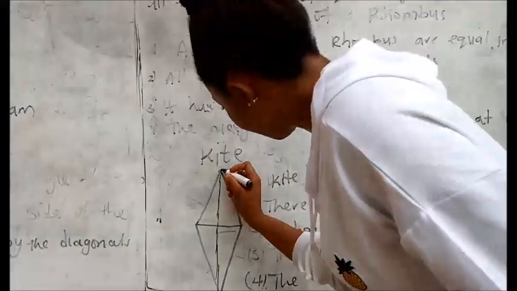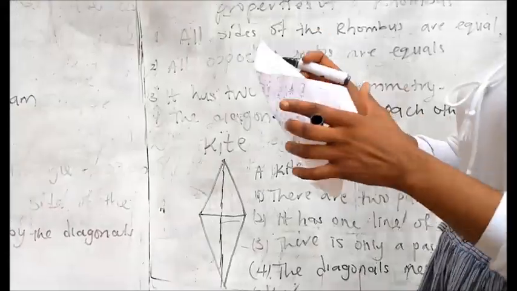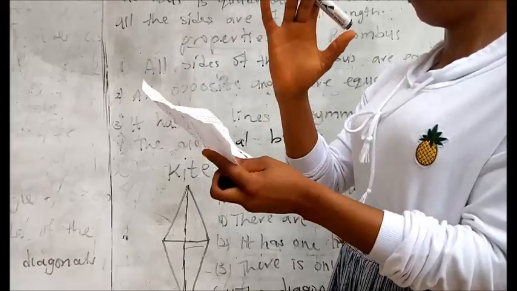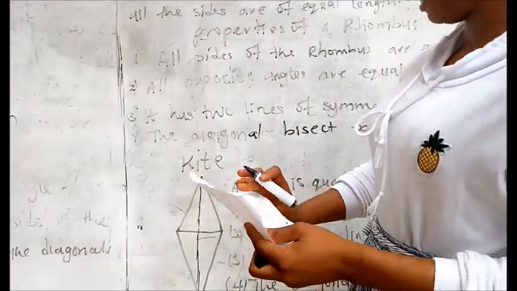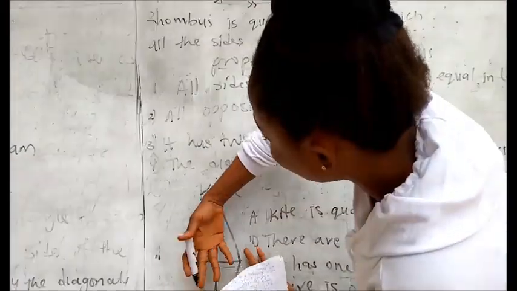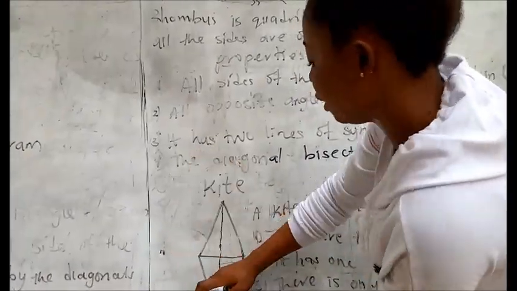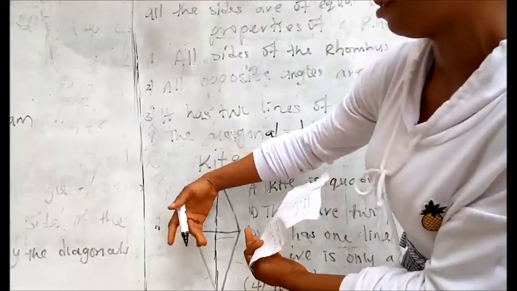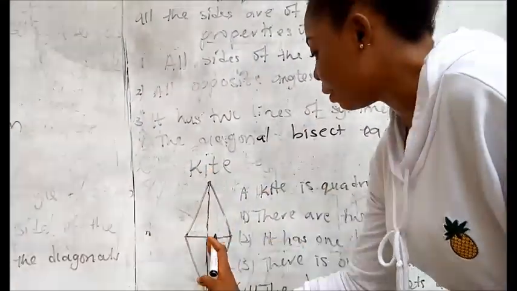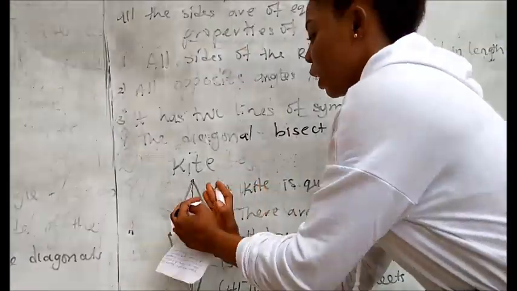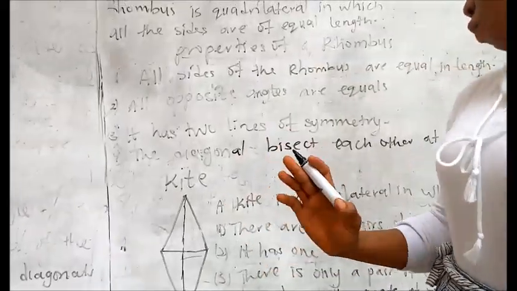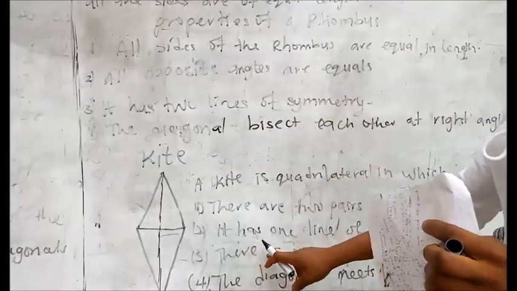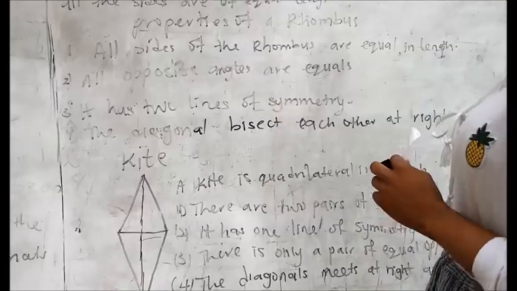When you look at this kite now, if I draw a kite on paper and use scissors to cut it out, I'll be able to fold it like this. If I fold it like this, you find that they are not equal. Here will be bigger than this, but if I fold it like this, you find that they are equal. That line that divides it, that makes it equal when I fold it like this, is the line of what? Symmetry. And it has one line of what? Symmetry.